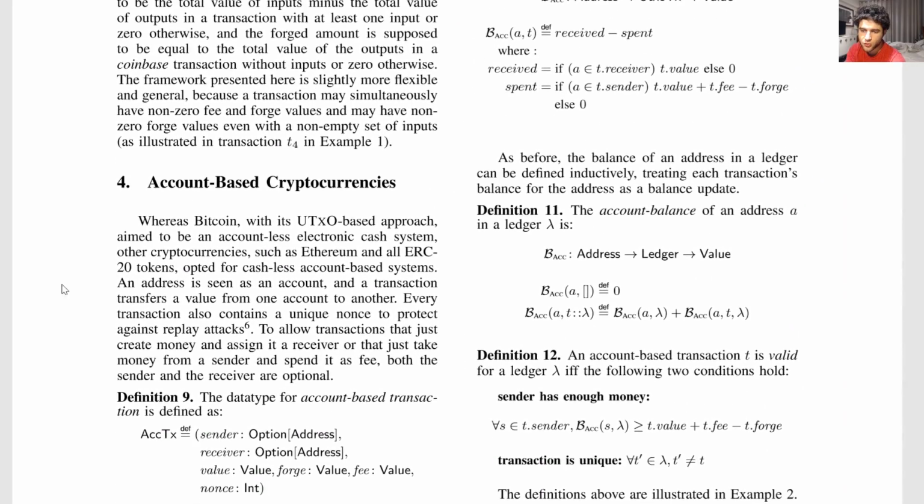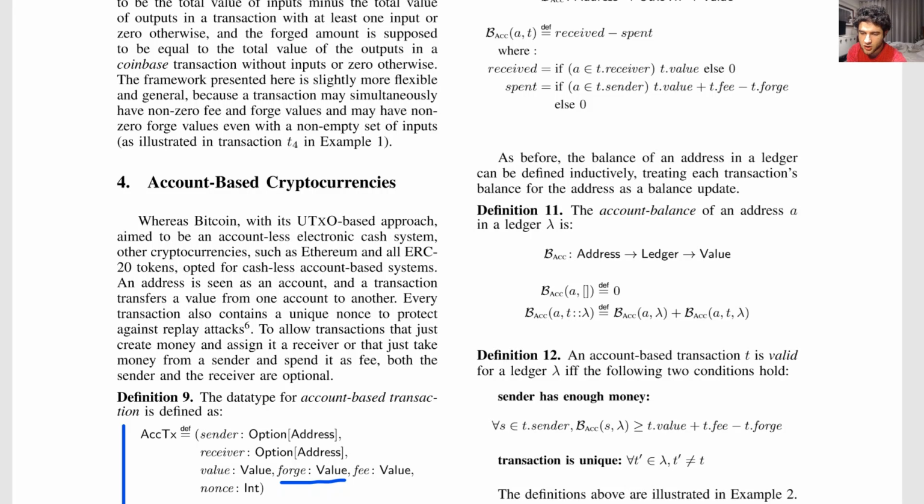Now we're moving to account-based transactions, right? So this is similar to what we have in Ethereum. The slight difference with what is in Ethereum is, again, we have this forged value that is part of the regular transaction system. So this is an accounting transaction. And so what is the difference between UTXO and accounting? Well, one difference, which is evident from this definition right here, is that any accounting-based transaction only has a single input and a single output, right? Which is different from the UTXO, which can have multiple inputs and outputs.